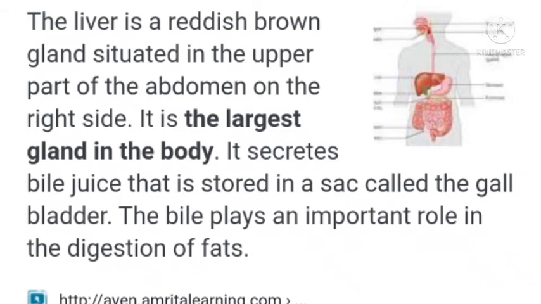What is the function of bile? It helps in the digestion of food. Okay, so the liver secretes bile juice. I hope it is clear to you.